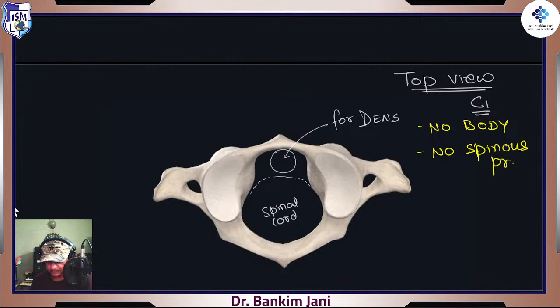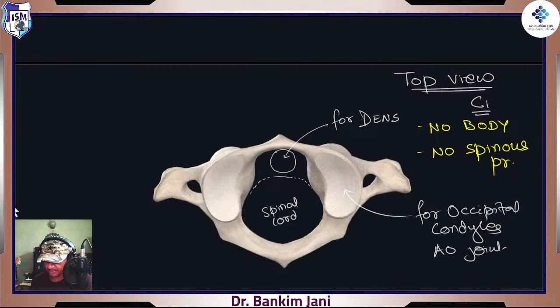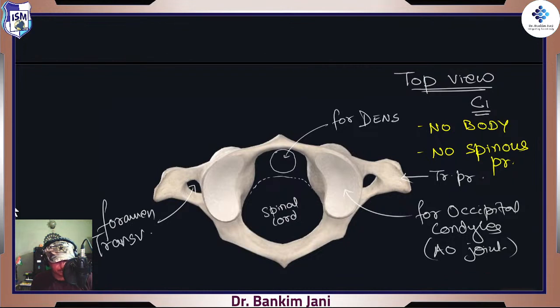Right now we'll just write for dens. These big, huge ones are for the occipital condyles. That's what forms the AO joint, the atlanto-occipital joint. The transverse process, here it is, and no wonder this one would be the foramen transversarium. That's easy, this much is enough.